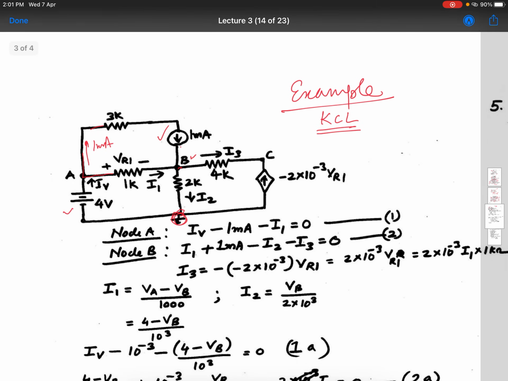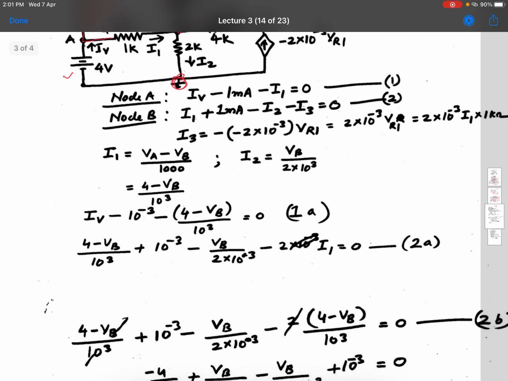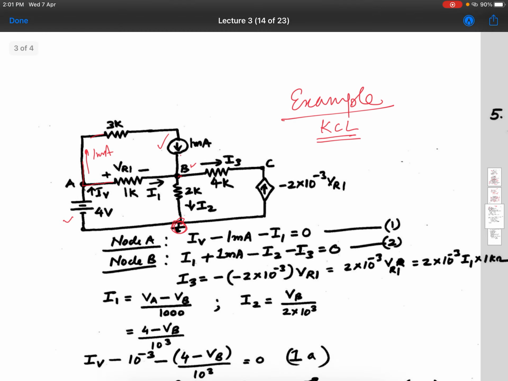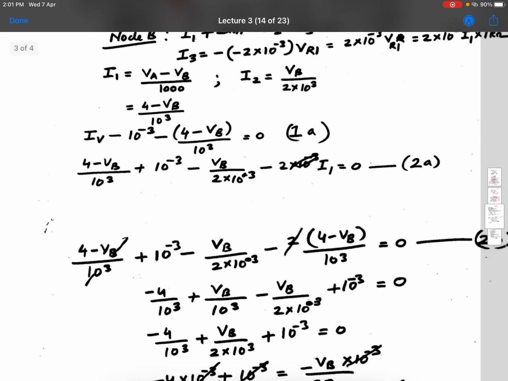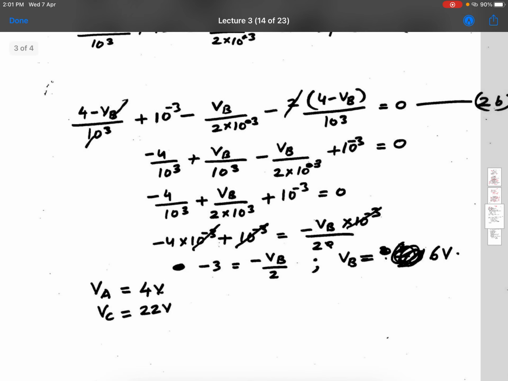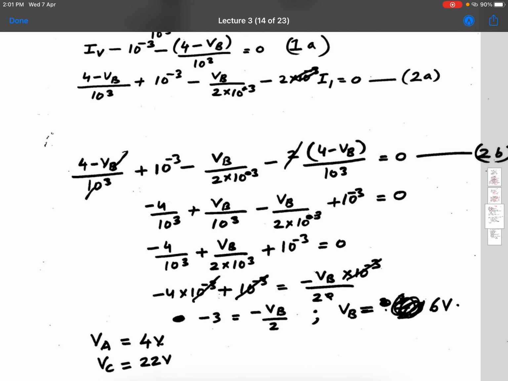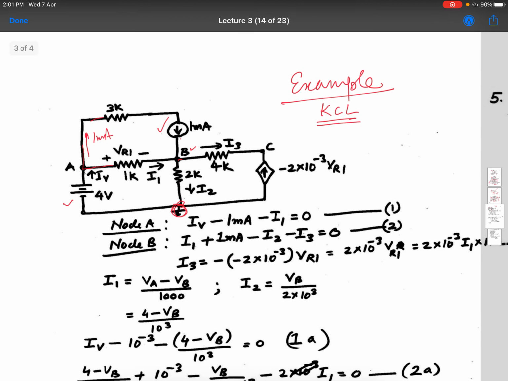I don't know what VC is then. There may be a question of what the voltage over here is. If you want to know the voltage over here, that is actually an extension to the question. Basically we have to find VB and VA. So VB is 6 volts and VA is 4 volts. Now if you want to calculate VC, you can always calculate it from the value of VB.